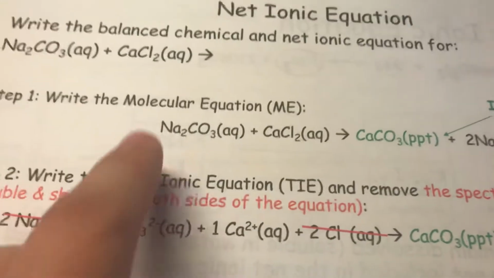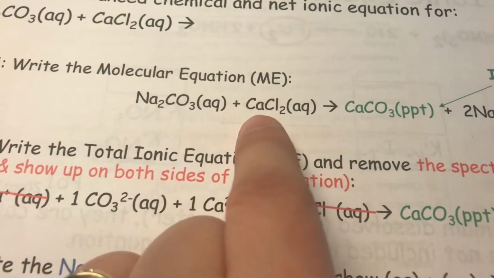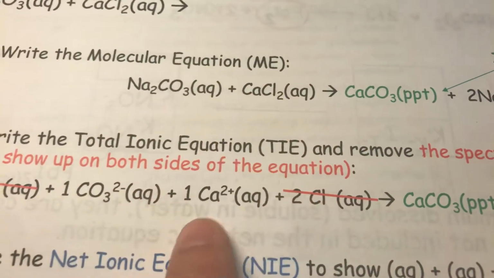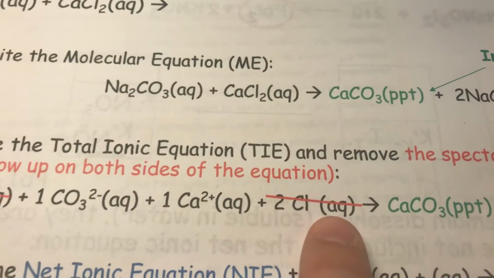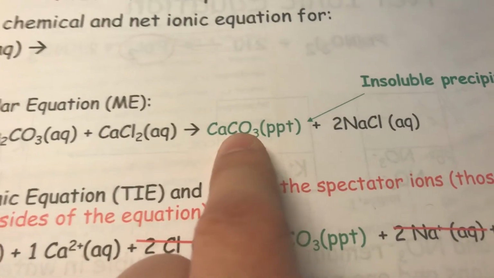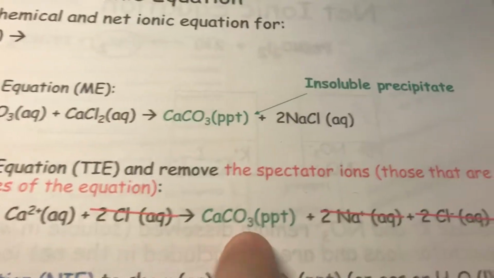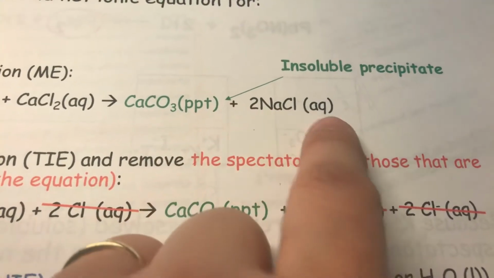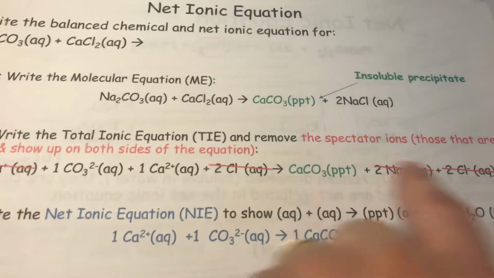So when do I need to decompose? When I see aq, because they're soluble. For CaCl2, when I cross over back, I have 1 Ca, and Ca is 2+ (aq). And then I have 2 Cl, so 2 Cl- (aq). And because CaCO3 is a precipitate, that means it already precipitated out. You can't touch it, so you just copy it as it is. And I have 2 Na+ (aq) and 2 Cl- (aq). So this is the so-called total ionic equation.